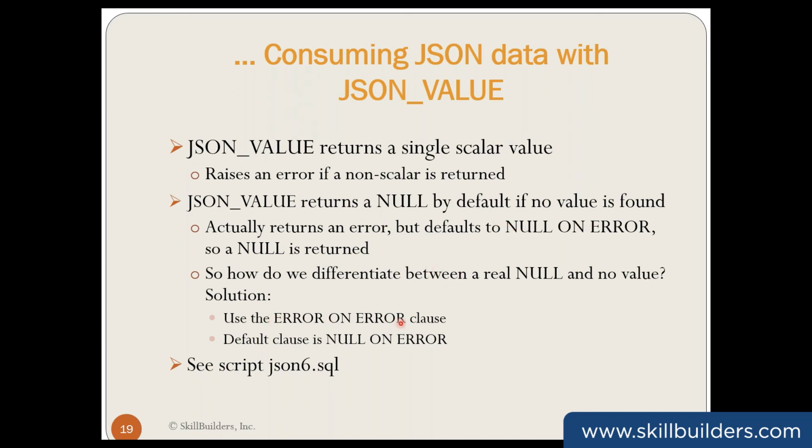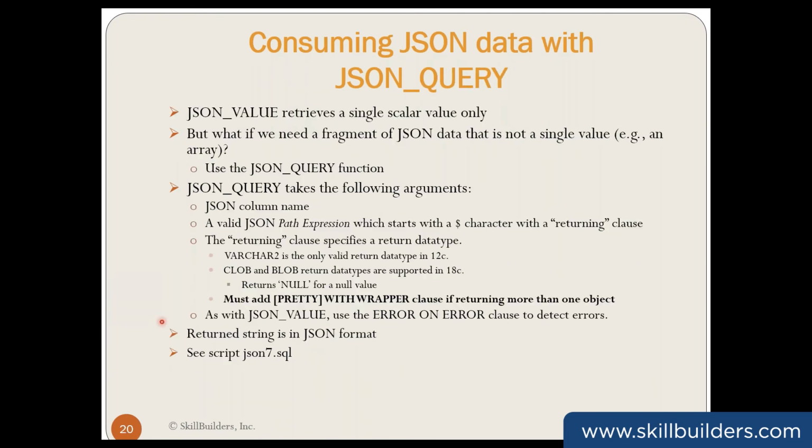We can add a clause, error on error, and JSON 6 does that and shows the error on error clause. We're running a little low on time, so I'm going to skip that. You will get the JSON 6 query, so you can look at that yourself. I'm going to move on a little bit to show you the path expression that you're going to need.